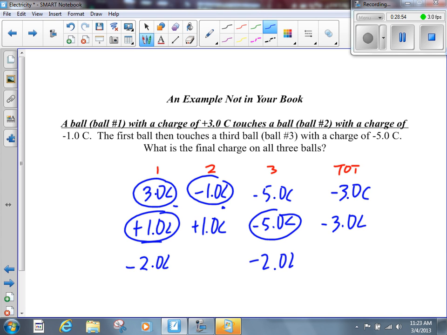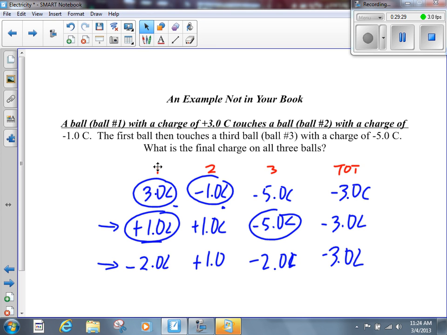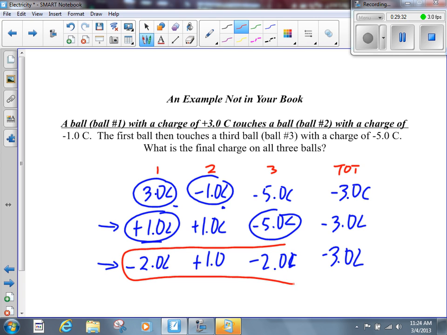What's charge number 2 going to be here? Somebody said it? +1. Nothing's happened to it, right? In the first event, we touched 1 and 2 together. They balanced out to be +1 and +1. The second event, we touched 1 and 3 together. They balanced out to be -2 and -2. Let's add these up to make sure we get -3 again. -2 plus 1 plus -2 is -3. So the final charges on all 3 of these objects are -2 coulombs, +1 coulomb, and -2 coulombs.